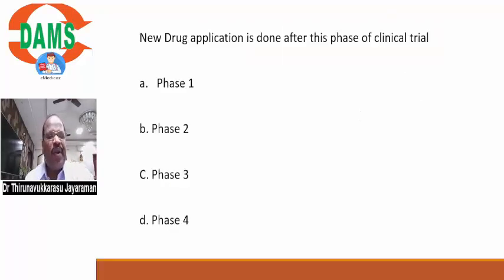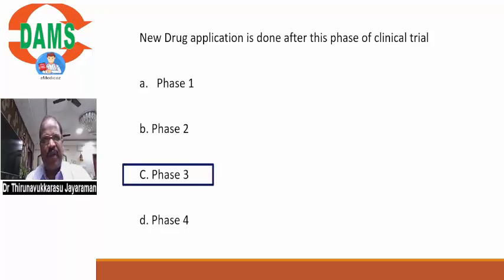Now, new drug application is done after which phase of the clinical trial? Phase 1, phase 2, phase 3, phase 4. New drug application usually we give after conducting phase 3 trial, we apply for getting approved. For approval, we write a letter. So, new drug application is done after phase 3 trial.